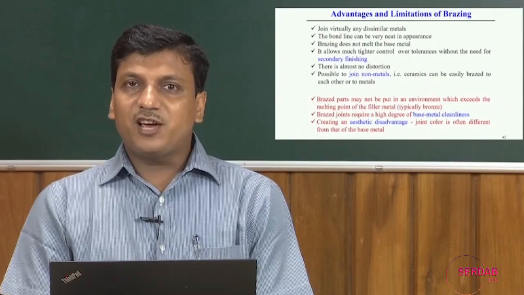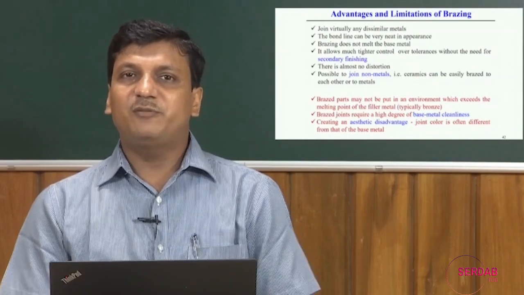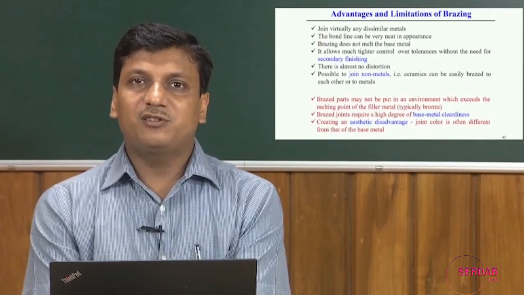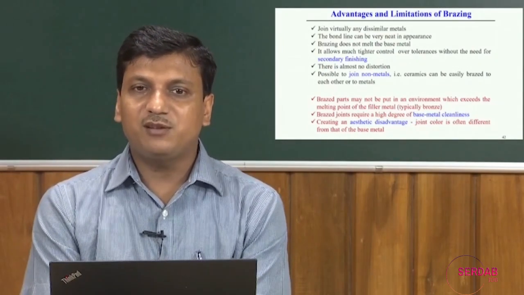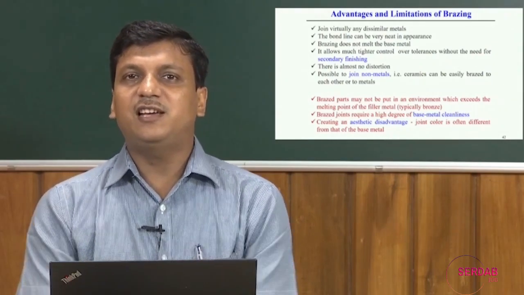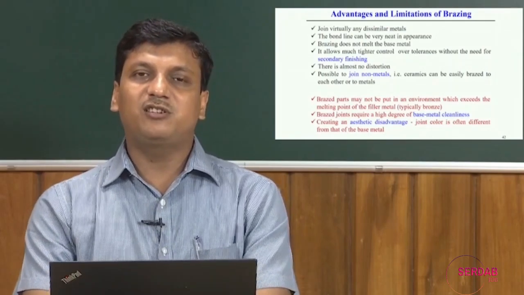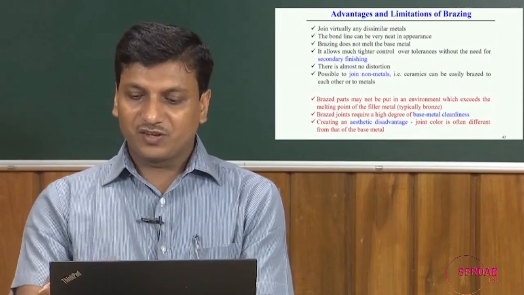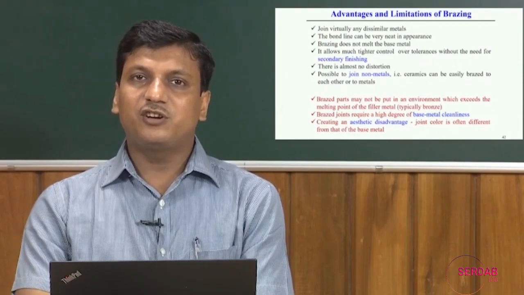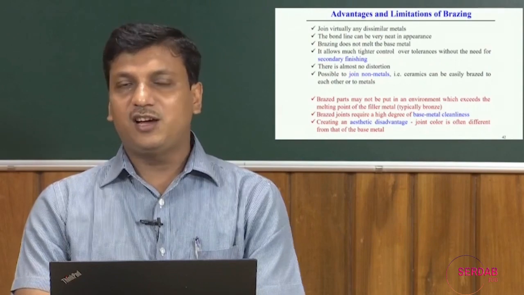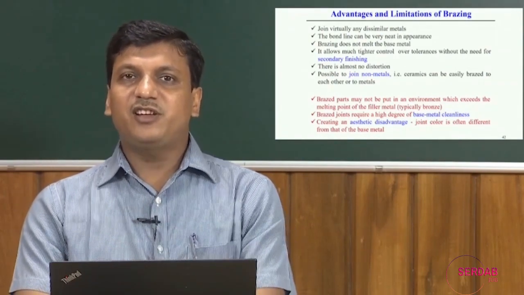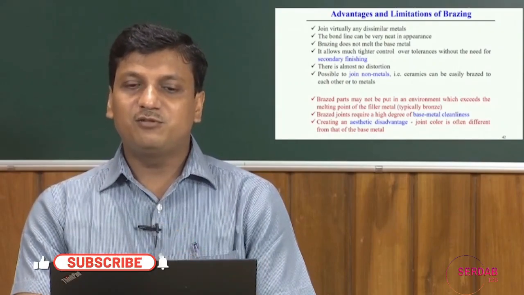Another typical disadvantage of this process is the aesthetic appearance of the joint. Sometimes the joint color is different from the base metal, and that brings some aesthetic disadvantage to this kind of joint. Apart from that, brazing is still one of the good solutions for joining dissimilar materials, and of course, if we do not compare the strength of this joint with respect to the fusion welding process.